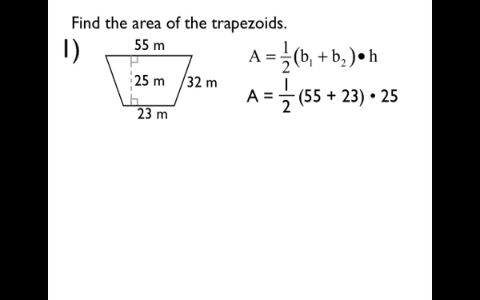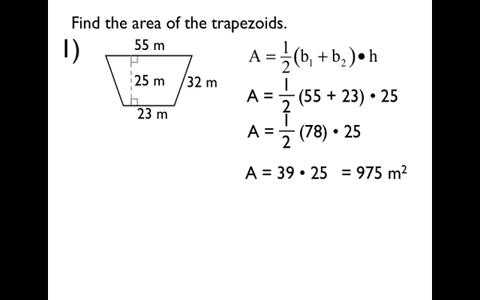So we have 1/2 times the quantity 55 plus 23, that multiplied by 25. You can use calculators, but you have to know your order of operations to make sure that you're not making any mistakes. So first thing you should do is what? Remember, please excuse my dear Aunt Sally or PEMDAS. First thing we're going to do is parentheses. Then we need to do multiplication or division, whichever comes first. So we're going to multiply 1/2 times 78. We'll get 39. 39 times 25 gets us 975 square meters, or meters squared.